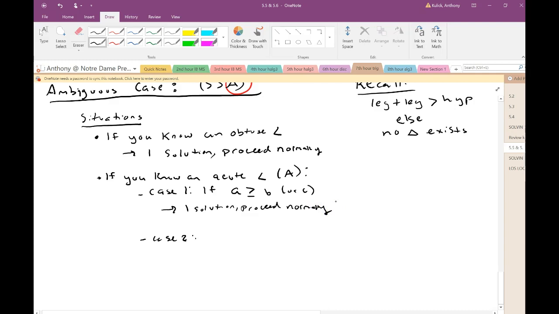Then we have one solution, and you can proceed normally. If A is less than B or C, depending on which one you're given, we get two solutions. Caution.